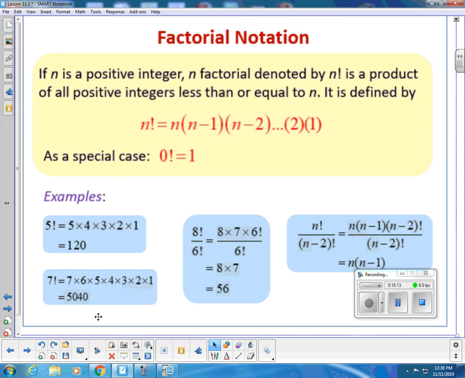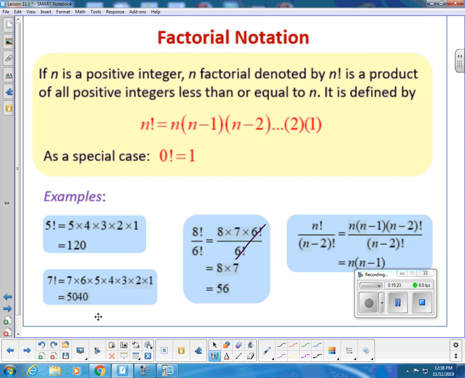So 8 factorial over 6 factorial, think about it. It's 8 times 7 times 6 times and so on. The 6 times all the way down to 1 is going to cancel out with the 6 factorial that's in the denominator. So you just cancel it and you get 56. All right? You have to be able to do it this way by hand.